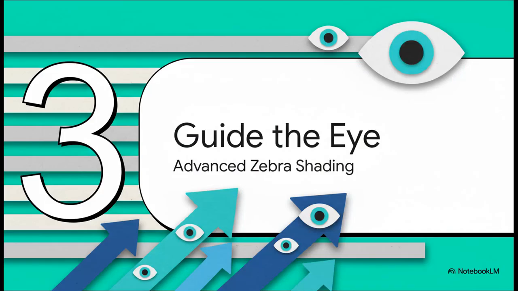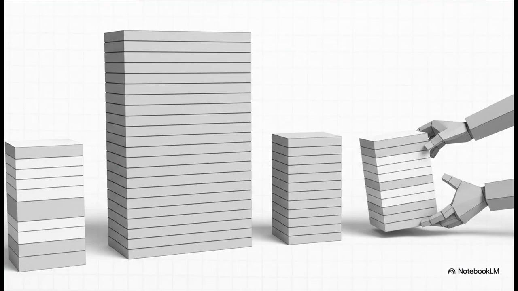Let's talk about trick number 3, guiding the eye. We have all been there, right? Staring at a giant table of data where every row just blends into the next. Your eyes start to glaze over. That's scan fatigue. Well, advanced zebra shading is the cure. The idea here is really simple, but it's so powerful. We want to visually chunk the data.